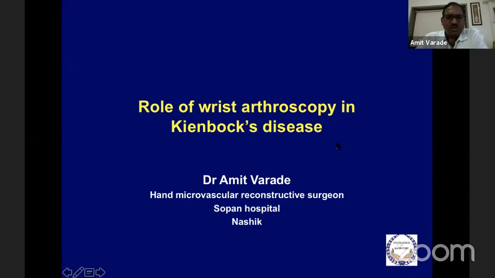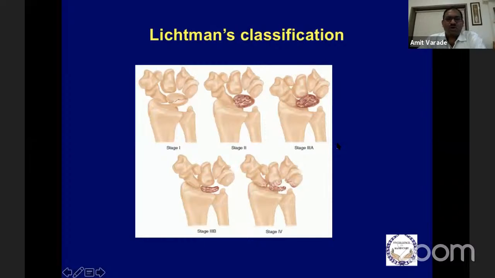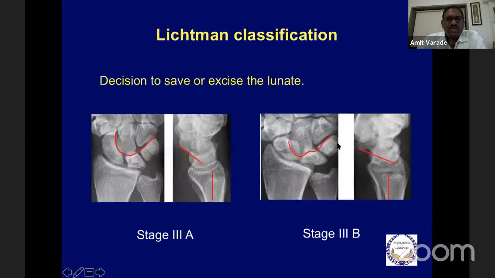So I'll be talking on the role of wrist arthroscopy in Kienbock disease. Until now, we have seen the treatment algorithm based on Lichtman's classification. According to this classification, stage 3 is very important. It decides whether we are going to save the lunate or excise it.